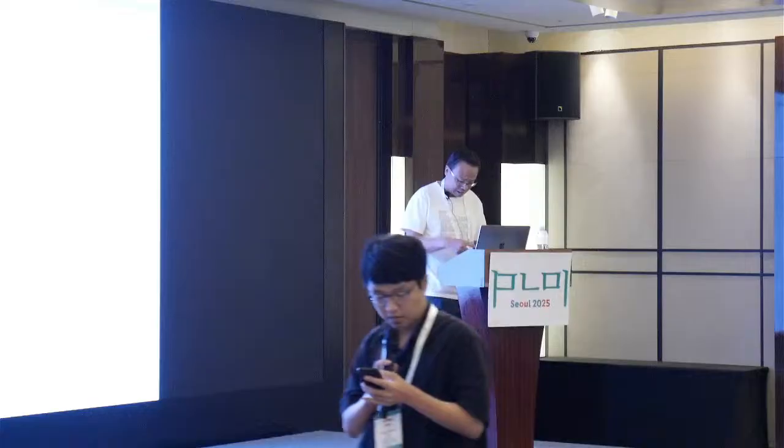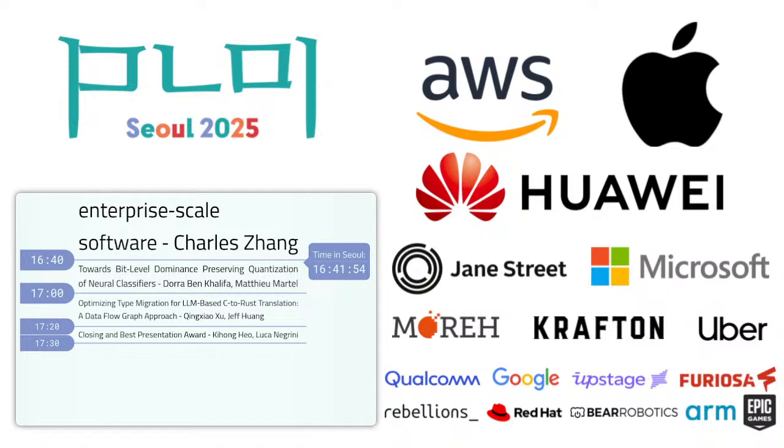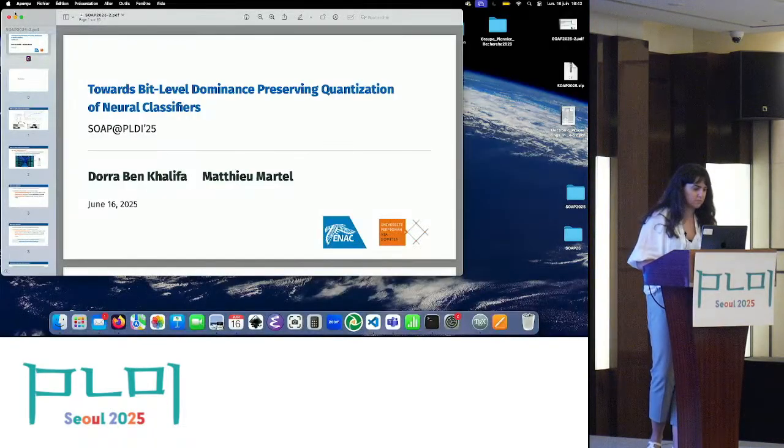So next talk will be next speaker. Okay. So we have two paper talks. The first talk will be offline. The second talk will be online. The next talk will be about towards bit level dominance preserving quantization of neural classifier by Dora.